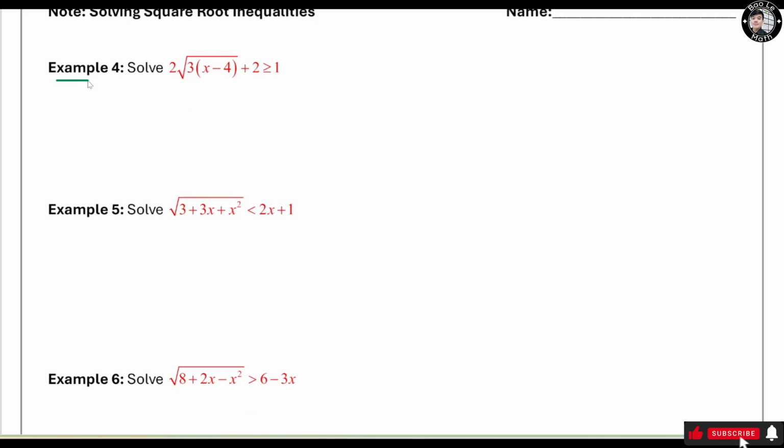Now example number 4, we're going to subtract 2 from both sides. So we have 2 square root of 3 times s minus 4 greater than or equal to negative 1. Divide both sides by 2. So square root of 3 times s minus 4 greater than or equal to negative 1 over 2. This one is always true.